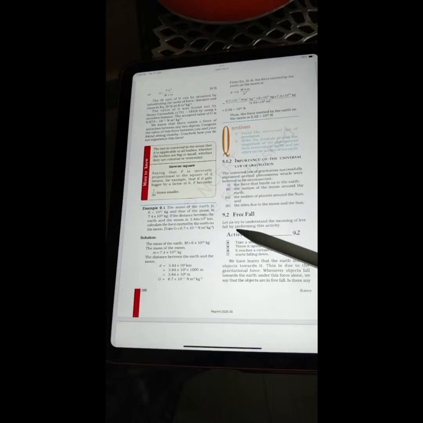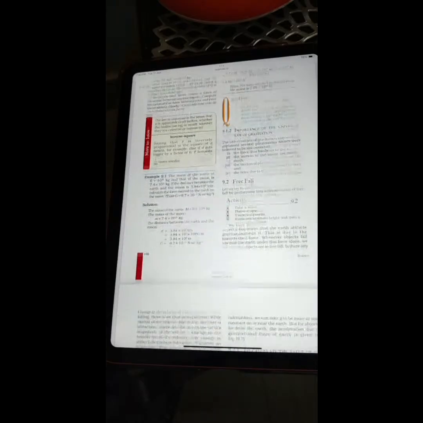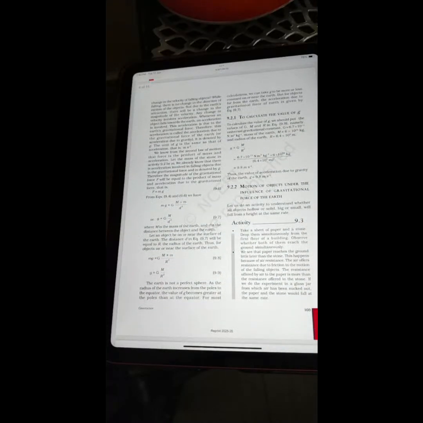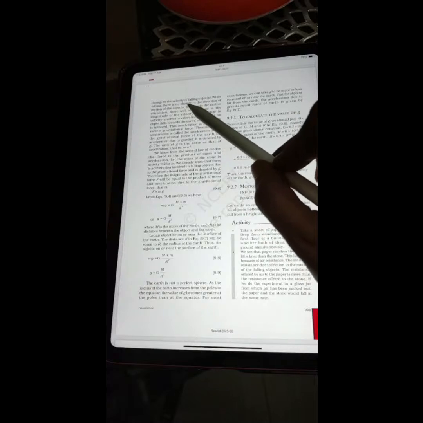9.2 Free fall. Let us try to understand the meaning of free fall by performing this activity. Take a stone, throw it upwards, it reaches a certain height and then it starts falling down. We have learned that the earth attracts objects towards it. This is due to the gravitational force. Whenever objects fall towards the earth under their force alone, we say that the objects are in free fall. Is there any change in the velocity of falling objects?